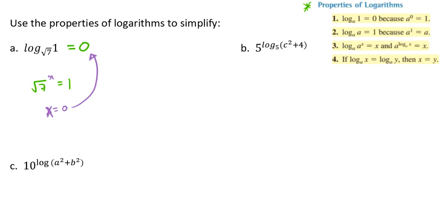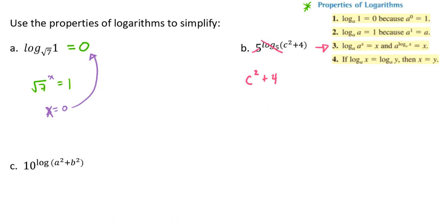Letter B says 5 raised to the log base 5 of c squared plus 4. Here, we're going to be using property 3, where we have something being raised to a log with the base of the same thing. So again, we have our 5 here as a base, as our exponent, but the base of the log that we're raising it to is also a 5. And so what we're able to do there is cross off the 5 and the log base 5, and that's just going to drop down the c squared plus 4. That's c squared plus 4.